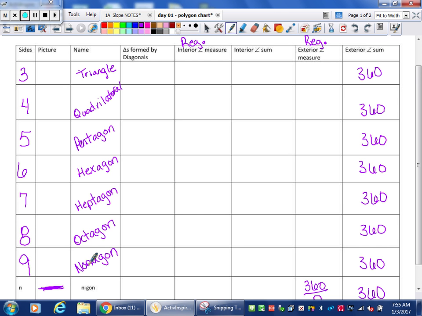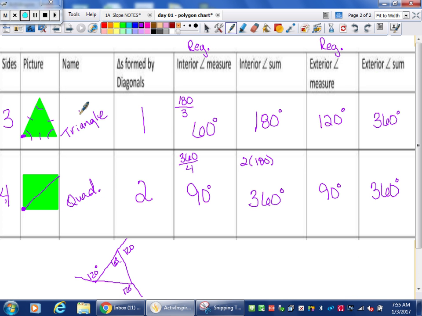And 9 nonagon. At the end of your chart, once we fill out all of this chart, you're going to look for your patterns in order to get your last row, which is when your sides are n, meaning these will be formulas with the variable n in them. So let's take a look at the first two polygons.